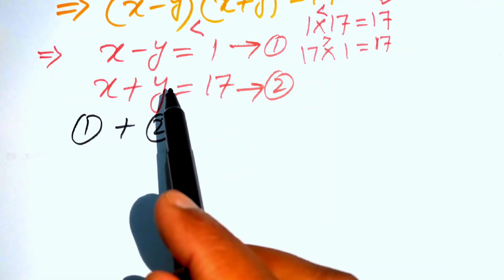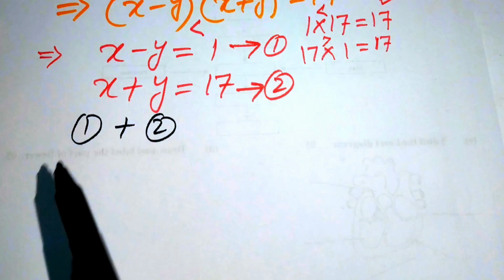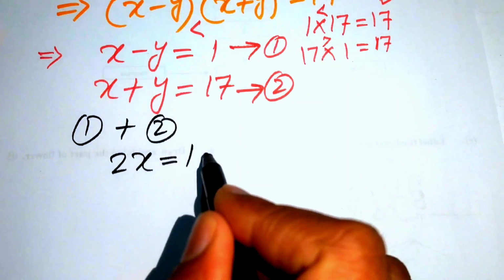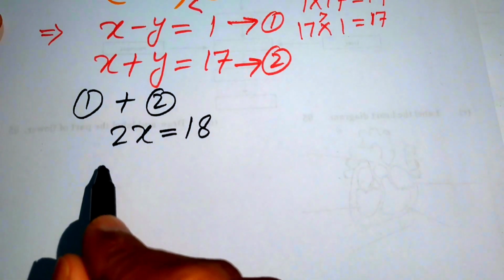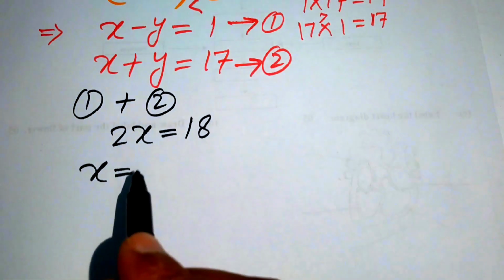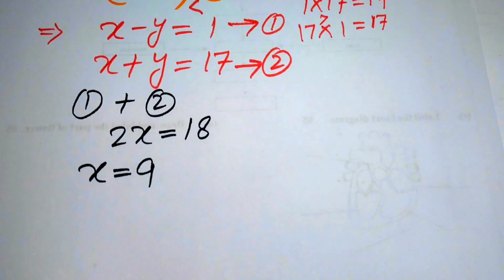When you add these two equations, you see here the y terms cancel each other and you get 2 times x equals 18, and here we have the value of x: when we divide 18 by 2 you get 9. So we get the value of x equals 9.